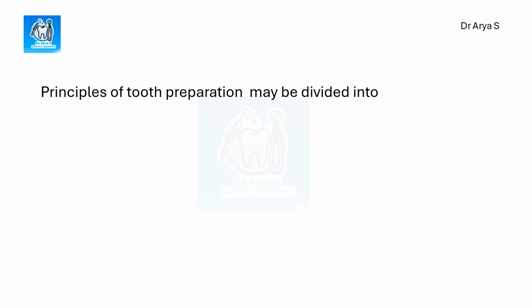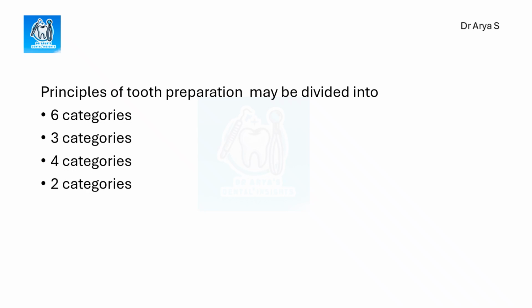Principles of tooth preparation may be divided into how many categories? Is it 6 categories, 3 categories, 4 categories or 2 categories? The answer is 3 categories.